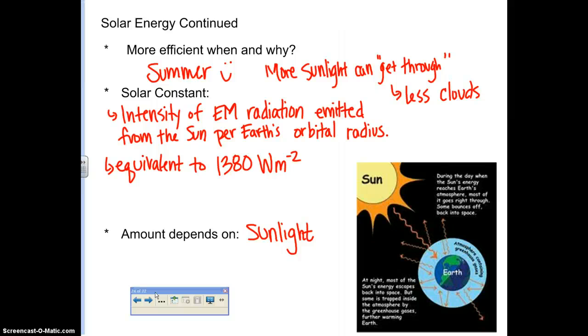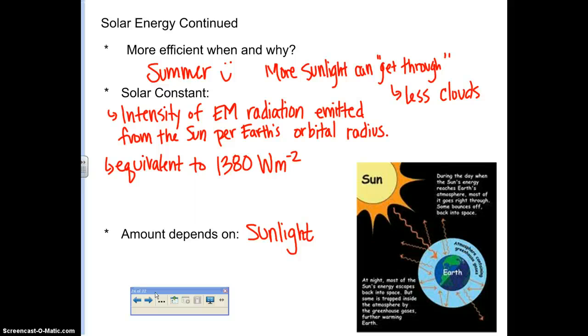But what we need to discuss is something called the solar constant. This is intensity. Remember, intensity is power over 4 pi r squared, watts per meter squared. So it's the intensity of the electromagnetic spectrum, or different portions of the radiation from the EM spectrum, emitted from the sun per Earth's orbital radius. It's equivalent to roughly 1380 watts per meter squared. So that's how intense our solar constant is.